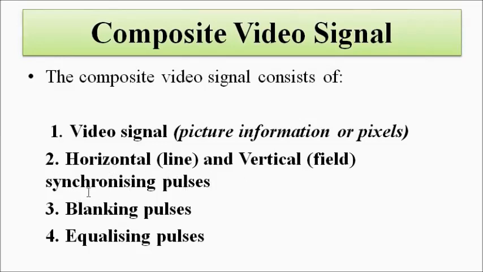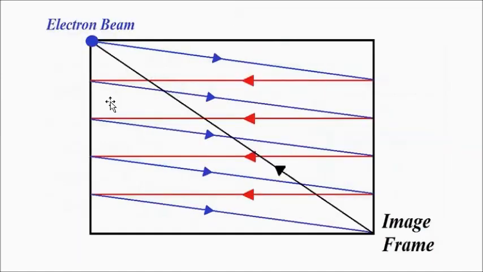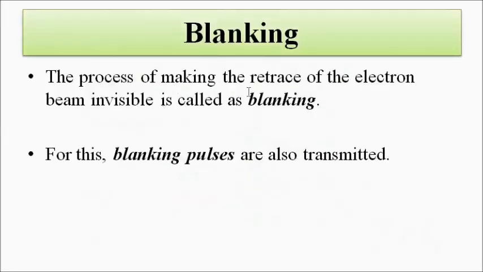These are the synchronizing pulses. Then we have the blanking pulses. The blanking pulses are used so that these retrace movements, this vertical retrace in case of interlace scanning, and these horizontal retraces, would not be made visible. For that, blanking pulses are used. So it makes the path of the retrace of the electron beam invisible. That is the job of the blanking pulse.